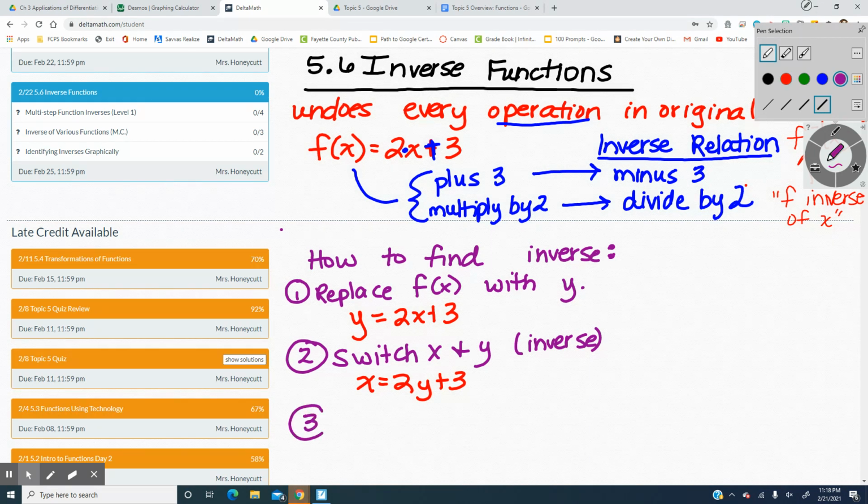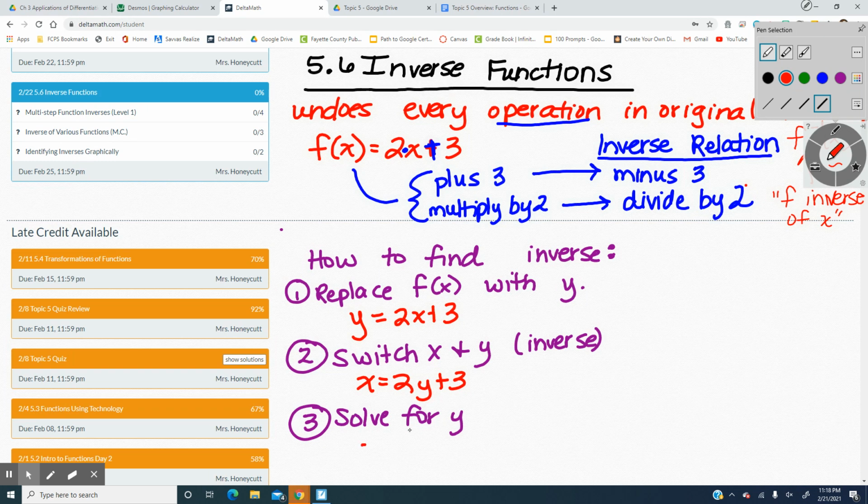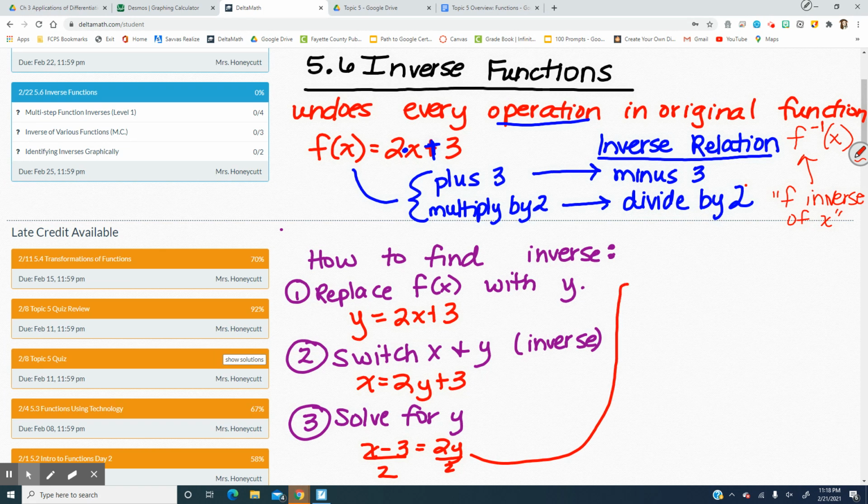Step 3, you're going to take that new equation and solve it for y. For me, I would need to subtract 3 on both sides to get x minus 3 equals 2y. Then I would need to divide everything by 2 to get x minus 3 over 2 equals y. So I solved it for y, and this is what I got.